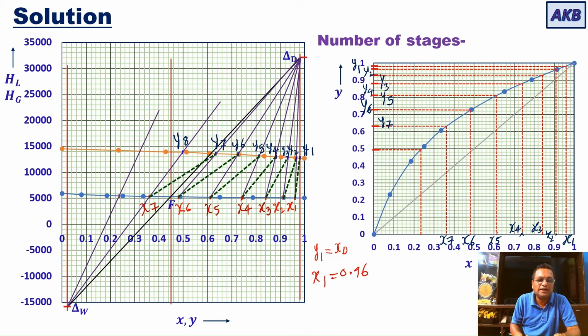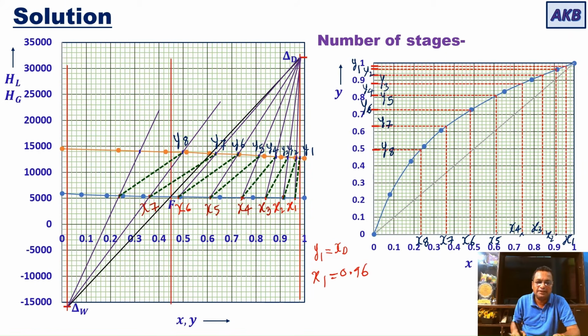Now I will take that value of Y8 and come to the distribution diagram and locate Y8. So Y8 is now located over here. Then I will go to the equilibrium curve and get the value of X that is in equilibrium with Y8. I am calling it X8, and the value is 0.23 or 0.24.